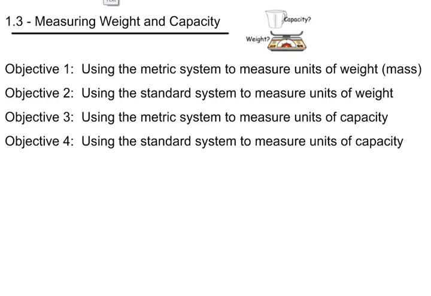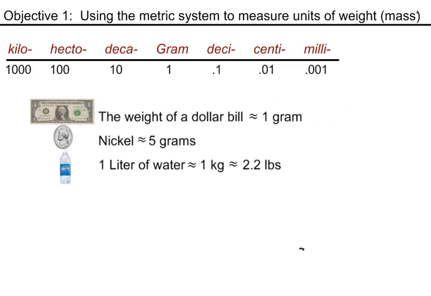Hi, welcome to section 1.3 where we're going to talk about weight and capacity, and we're going to use both the metric and the standard systems today. So we're going to start out by using the metric system when we're talking about weight. And usually when we talk about the metric system and weight, we actually use the word mass instead. And our main unit is gram.